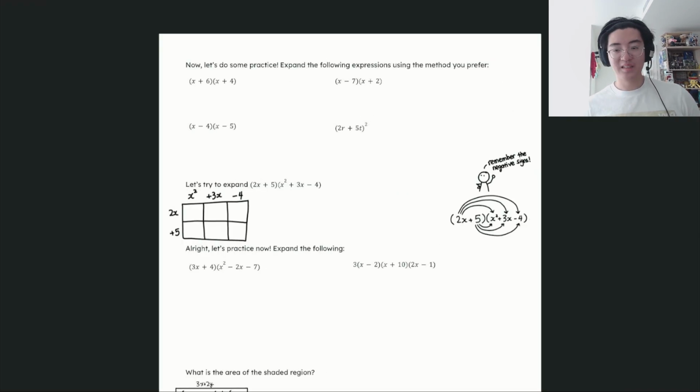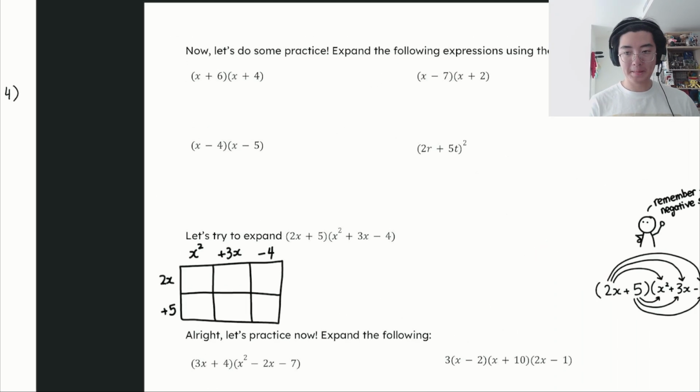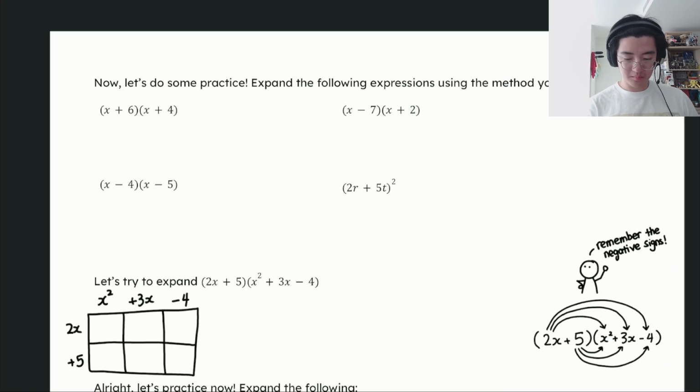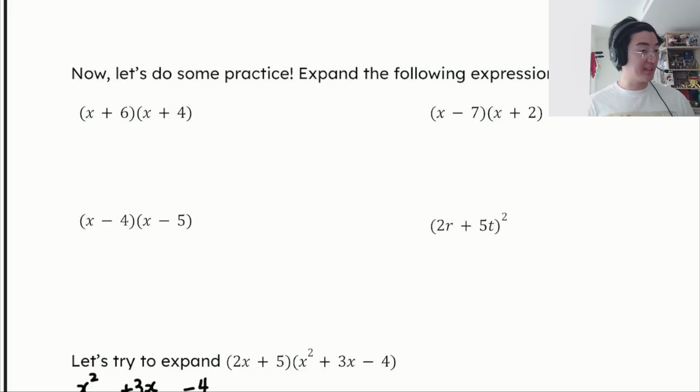So that being said, let's practice here. For this exercise, I will only be using the FOIL method, but feel free to use the area model if you like.